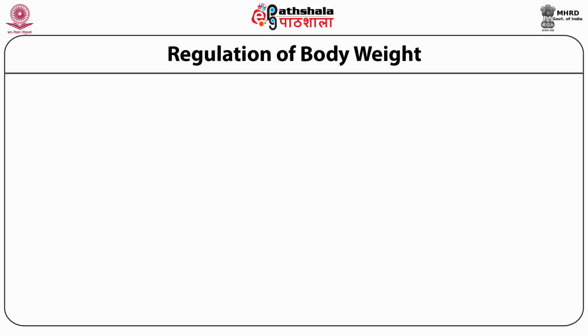Basically, there are two components for the regulation of body weight, that is the number of calories that are consumed and that are used up. If the calories consumed are more than the calories burned up, weight gain usually results. The reverse is that if the energy expenditure is more than the energy consumed, it results in weight loss.